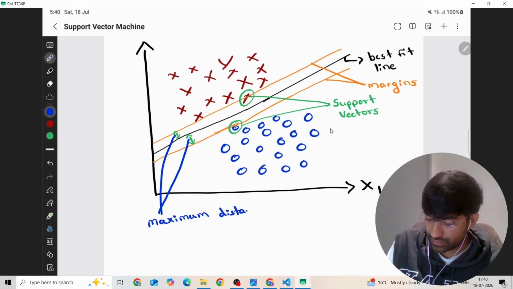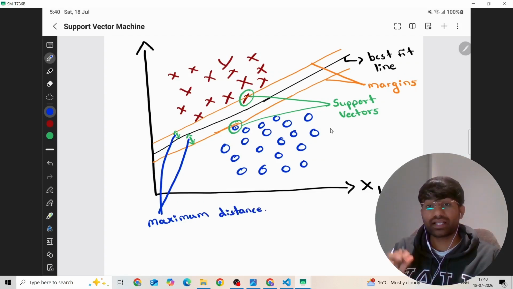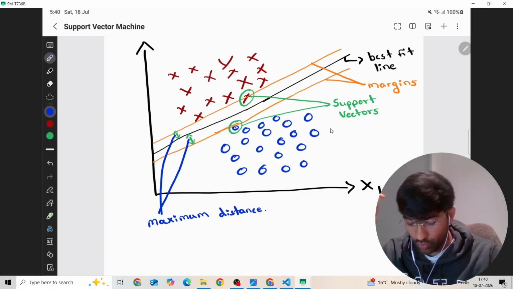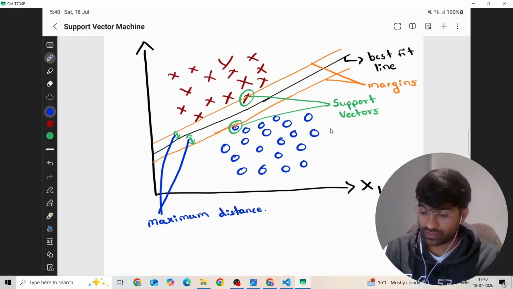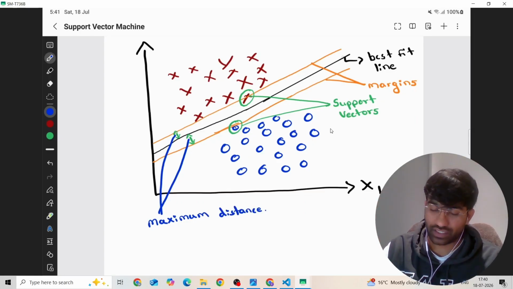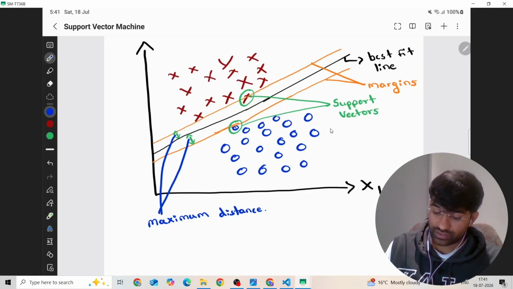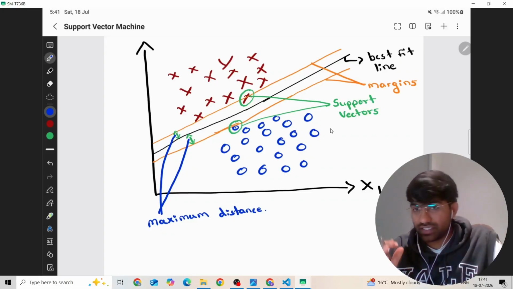The distance should be maximum. That is the goal of the support vector machine. Along with the best fit line, it will draw the margins through the support vectors, the nearest data points, and the goal is to keep the margin maximum.